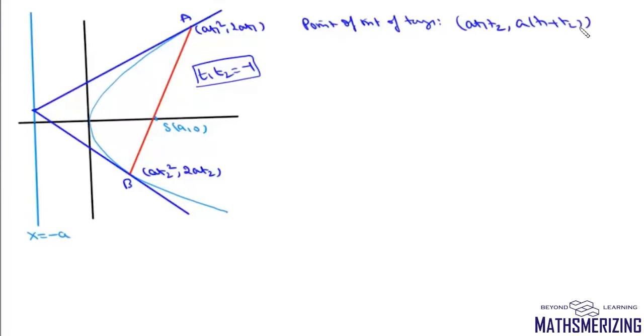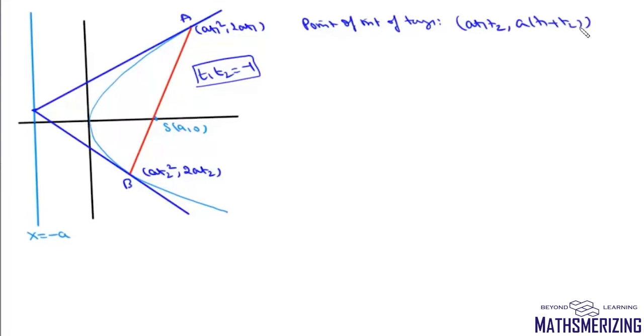So it simply means if pair of tangents are drawn from any point on directrix, then the chord of contact will always be a focal chord. And then again, in the same way, we can prove that we'll find m1 is 1 upon t1, m2 is 1 upon t2. So m1 into m2 will be -1.